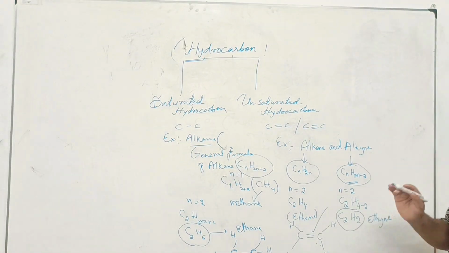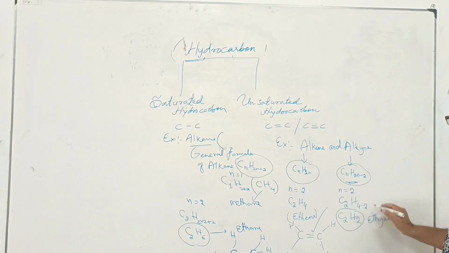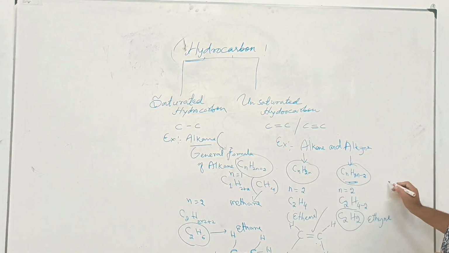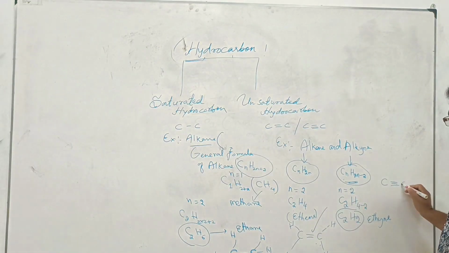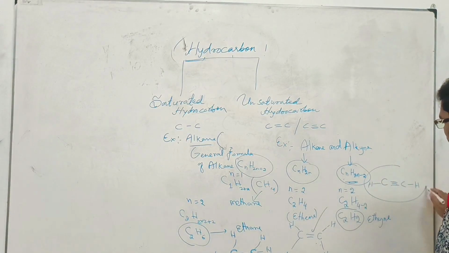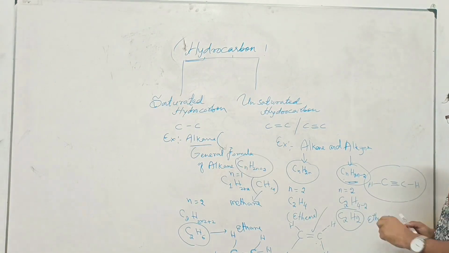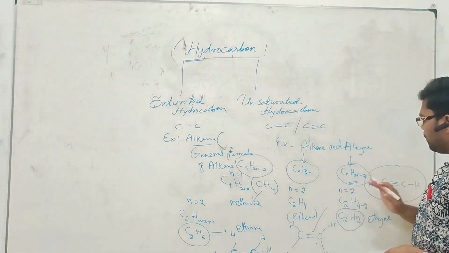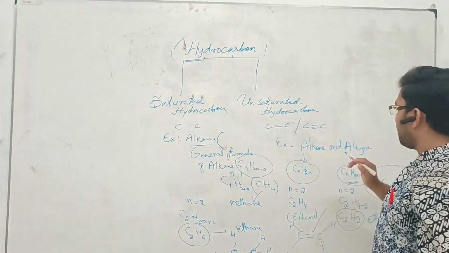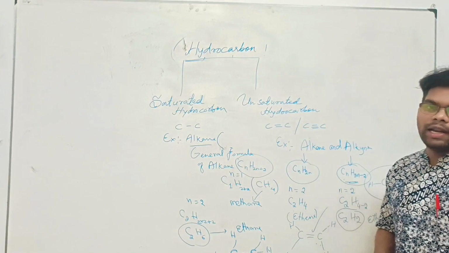Is it clear to you? So if you expand and write the structural formula for ethyne, you can write a carbon, triple bond, carbon, here one hydrogen and here one hydrogen. How are they bonded? They are bonded with a triple covalent bond. From that you can understand that this is the difference between saturated and unsaturated hydrocarbons.